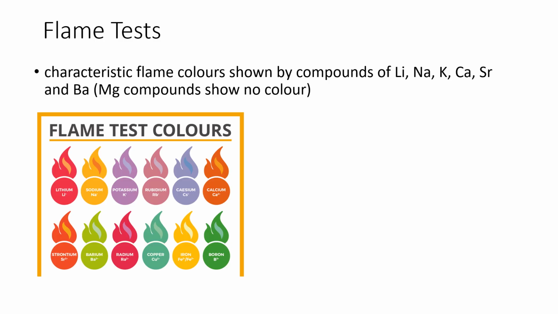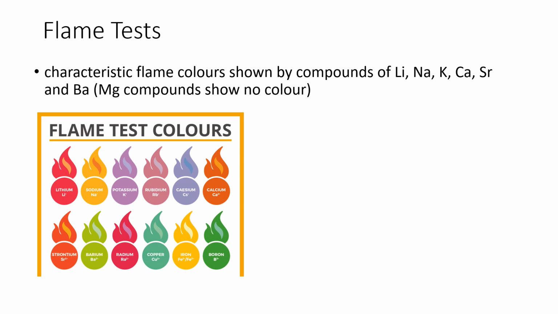The first test that you need to be aware of is the flame test. Now this list here is from the WJEC specification for A-level, and for WJEC you need to know lithium, sodium, potassium, calcium, strontium and barium, and also that magnesium shows no colour because it burns in the ultraviolet region, so it sort of appears white.